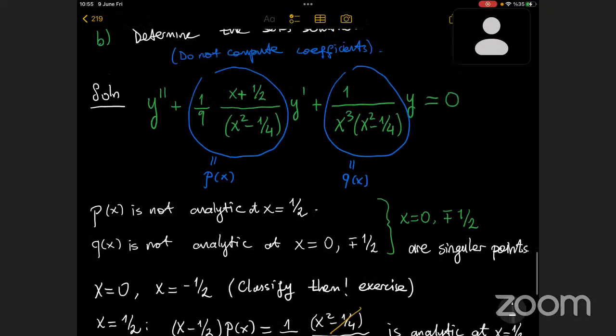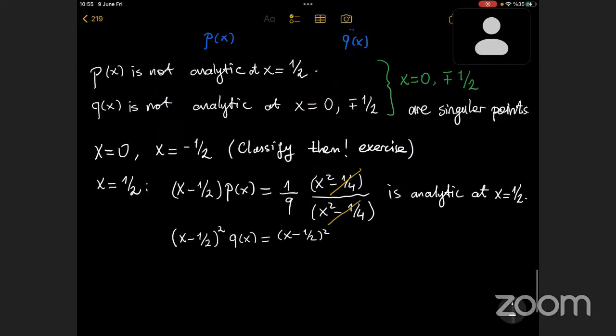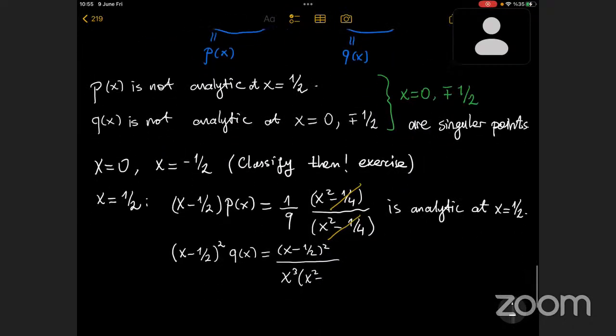What is Q of x? 1 over x cube, x square minus 1 over 4. Well, you can do some cancellations.